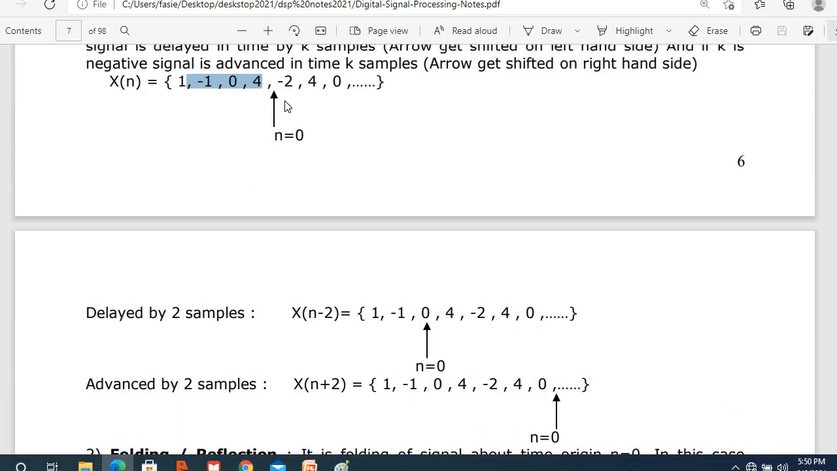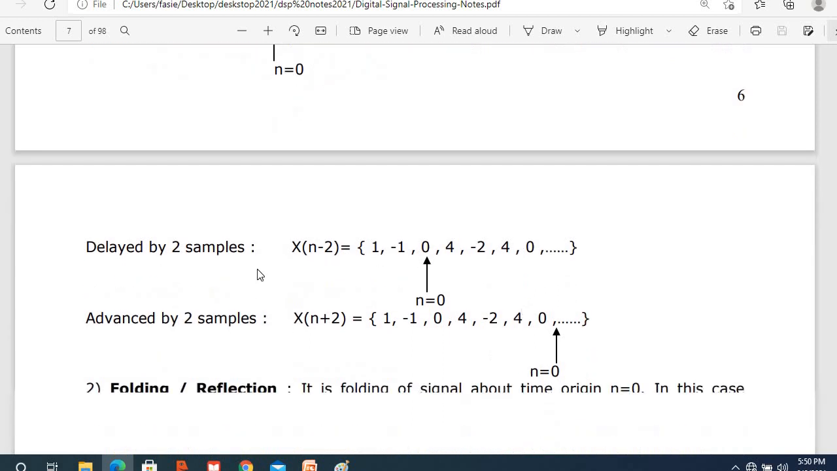That means this 0th position is moved to 1, 2. At 0th, this is a 0 value, it will move. So see here, n is equal to 0, starting from 0, -1, 1. As you can see here, the 4, -2, 4, 0 will be here. So this is called delaying the signal by that particular number of samples. Two positions we have delayed to the left hand side.